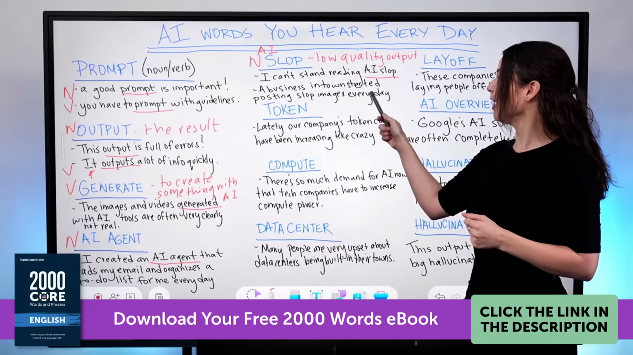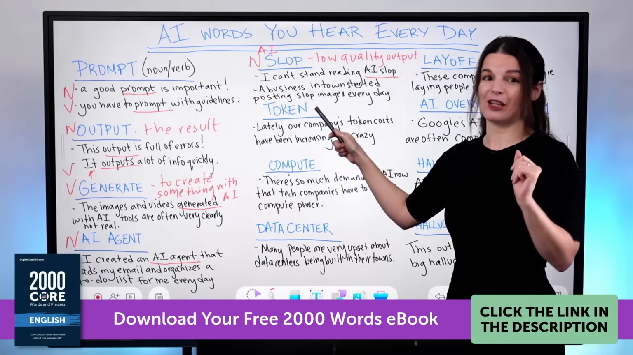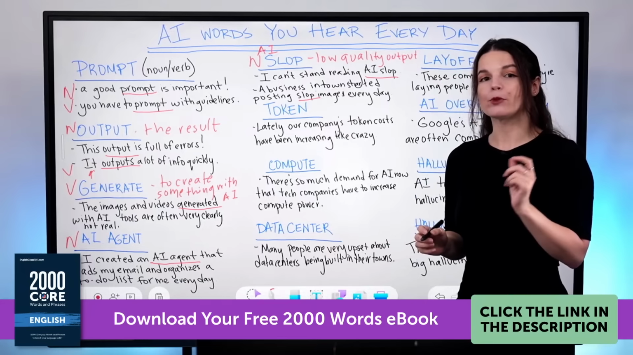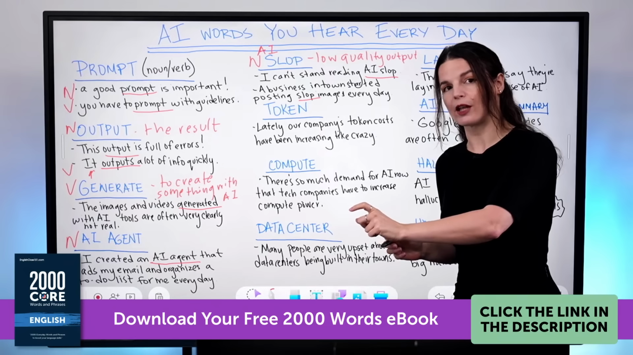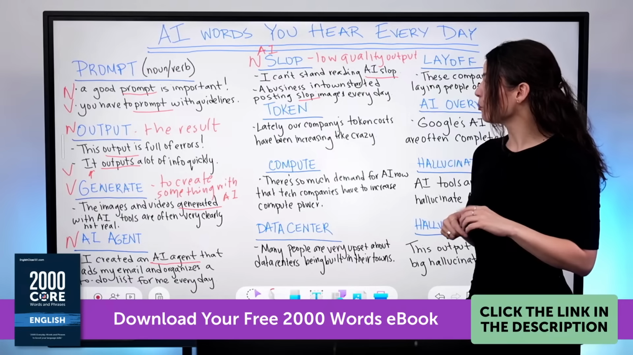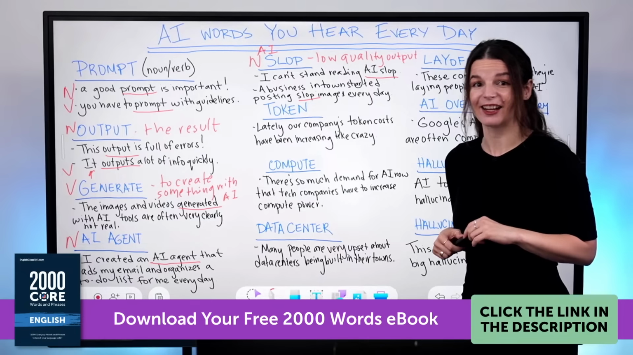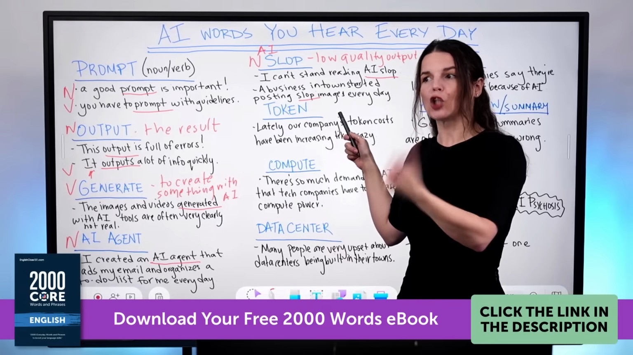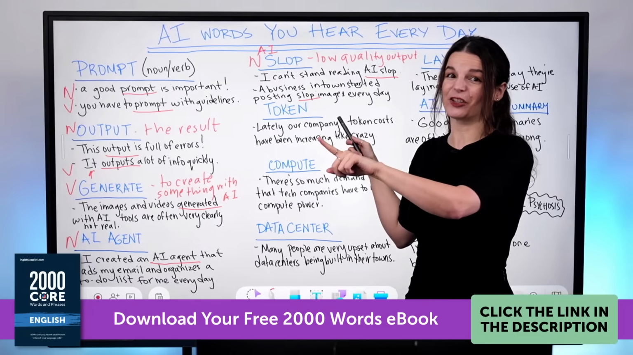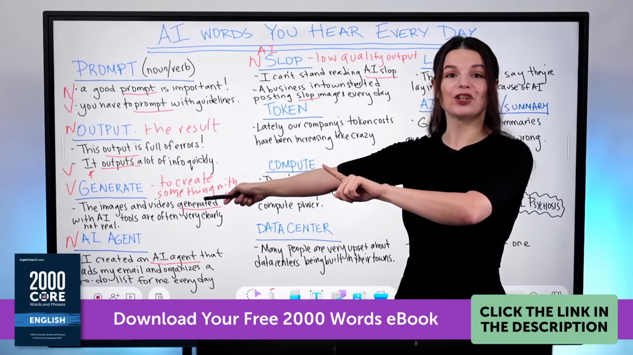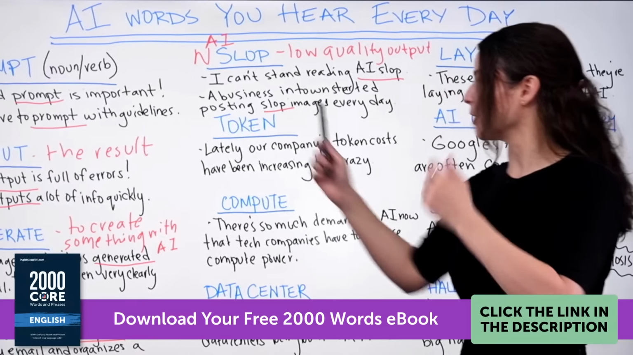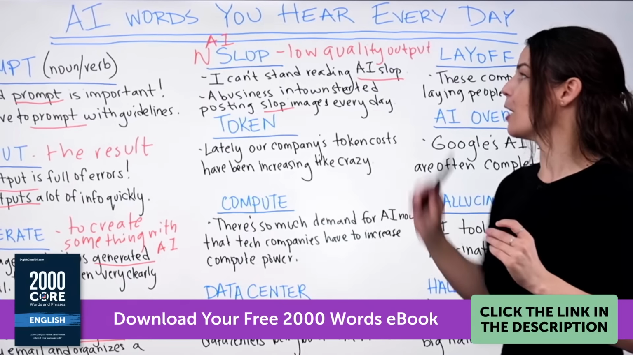A business in town started posting slop images every day. Here it is, slop, right? So sometimes we use AI in front of slop, sometimes just the word slop. This means the images are low quality and we can see that it's an AI generated image. Again, AI generated, meaning it was created with an AI tool.